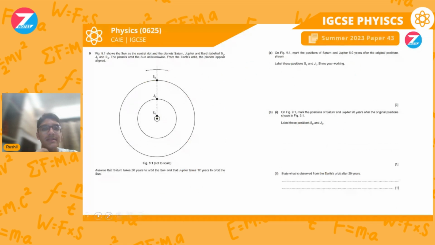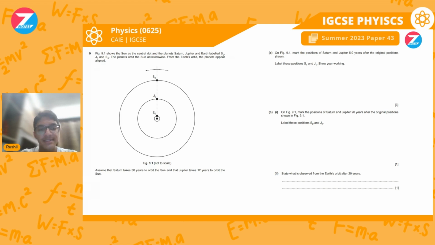Now, question 9, figure 9.1 shows the sun as the central dot and the planets Saturn, Jupiter, and Earth labeled SO, JO, and EO. The planets orbit the sun anti-clockwise. From the Earth's orbit, the planets appear aligned. Assume that Saturn takes 30 years to orbit the sun, and that Jupiter takes 12 years to orbit the sun. A. On figure 9.1, mark the positions of Saturn and Jupiter 5 years after the original positions shown.